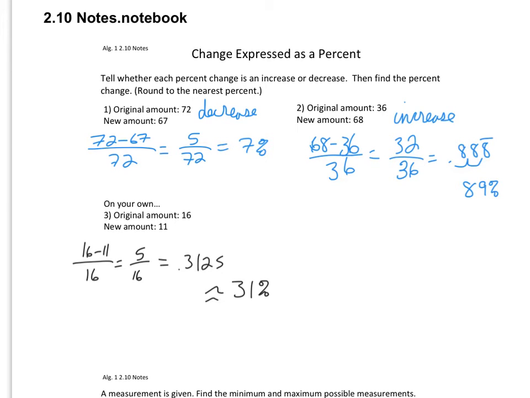Hopefully you paused the video and gave number 3 a shot. I got approximately 31%. 16 minus 11 is 5. 5 divided by 16 is 0.3125. You can see how I got there.